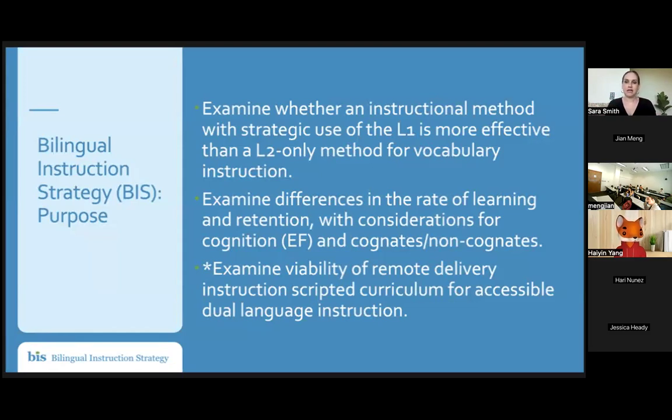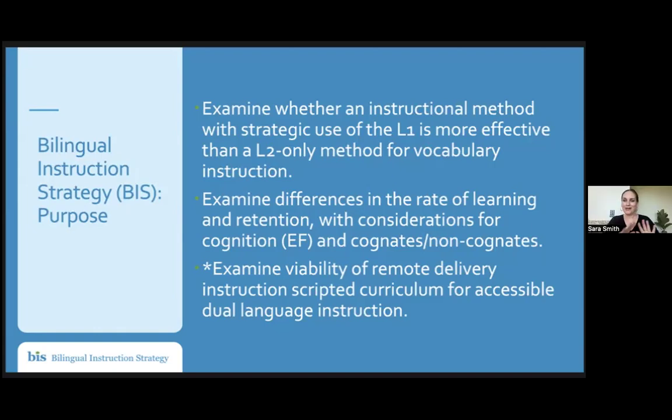So with the BIS study, what we hope to learn is if the strategic use of first language supports will improve L2 vocabulary learning, and as a sort of secondary consideration, which factors moderate the effect of bilingual versus monolingual methods of instruction.